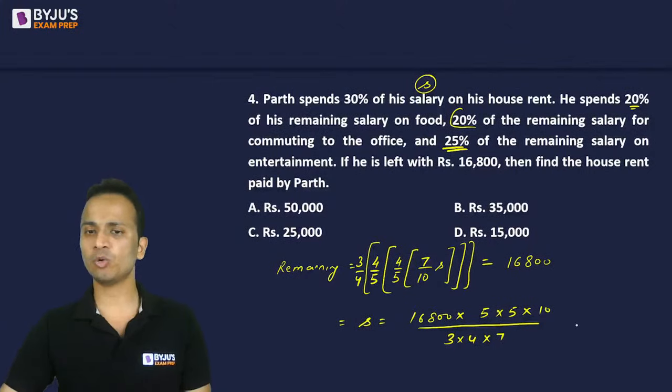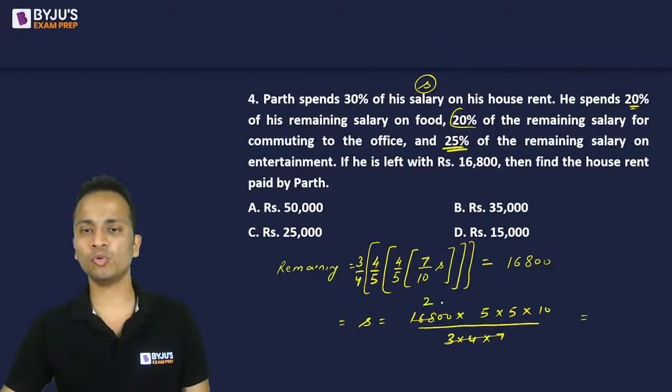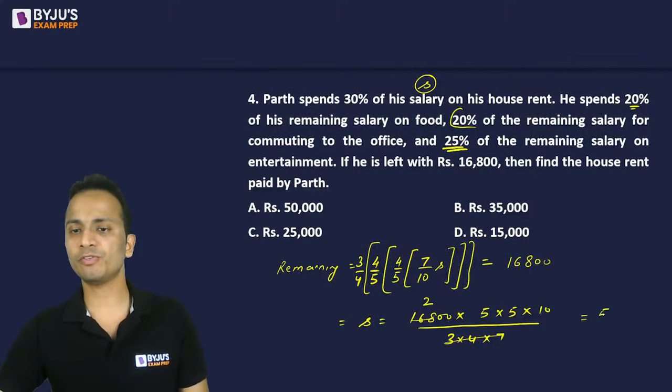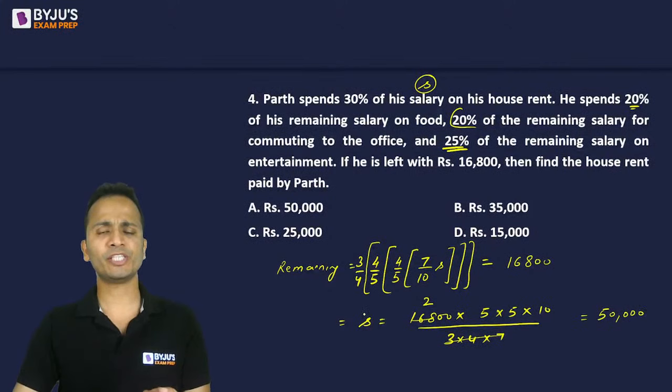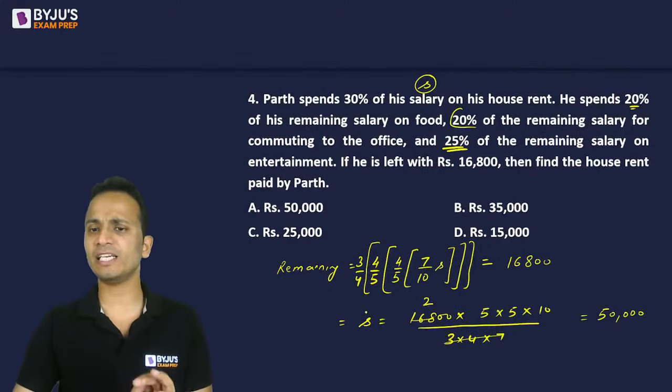So you can calculate the total salary. All right, if I do that, 7 into 8 is 56, 28 into 3 is 84, so this is 2. So 25 into 2 is 50. So 50,000 will be equal to the total salary. Okay, so his initial total salary is 50,000.